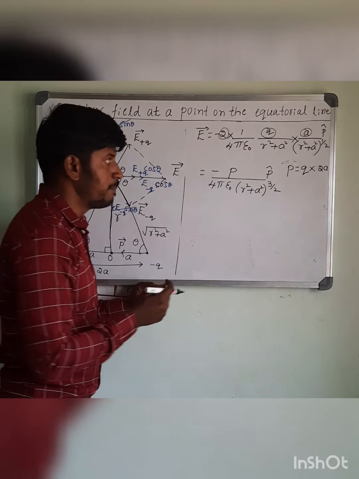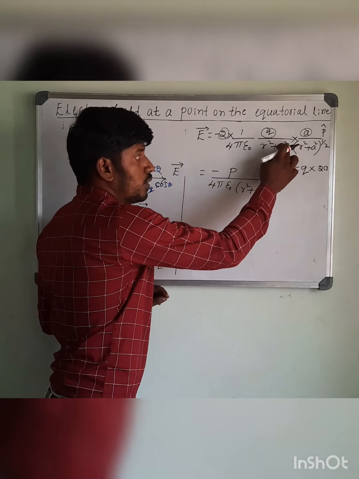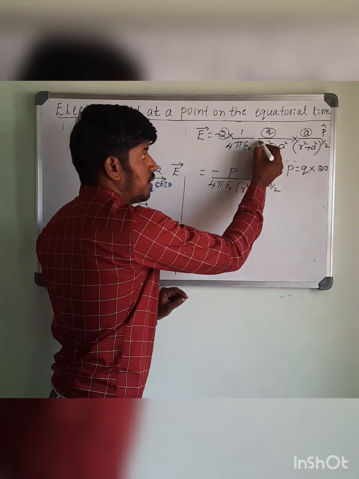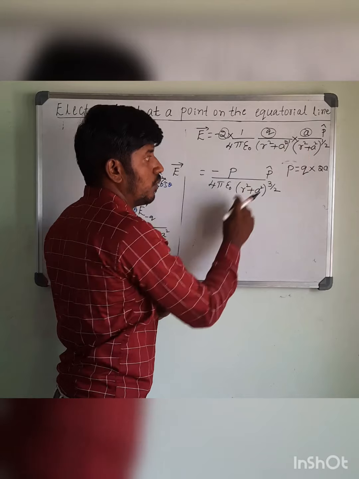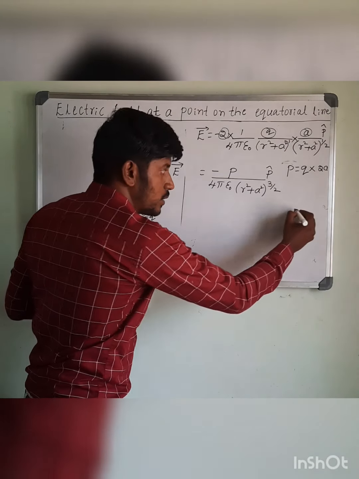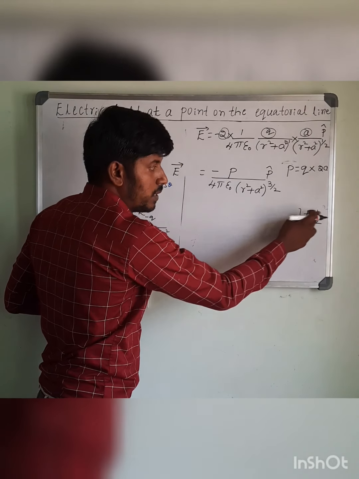The reason is that your bases are the same. Whenever bases are the same, even though there is a product sign, you have to add the powers. What is the power here? 1. What is the power here? 1 by 2. For 1 plus 1 by 2, the LCM is 2. So 2 ones are 2, 2 plus 1, 3.